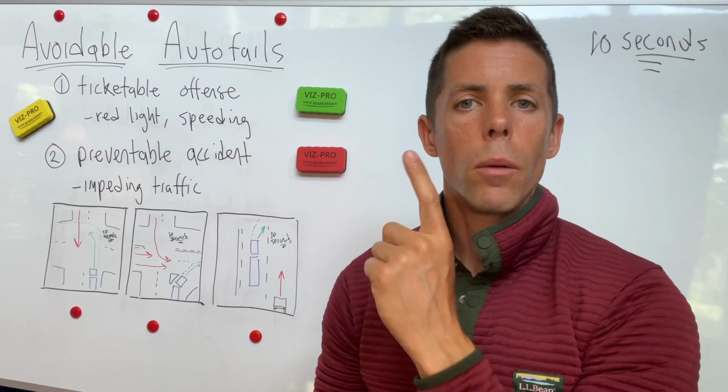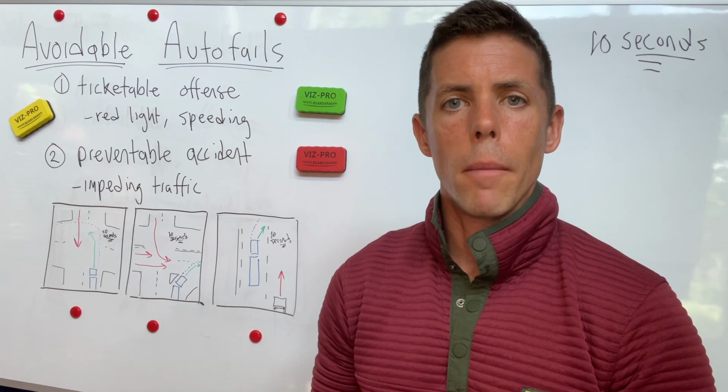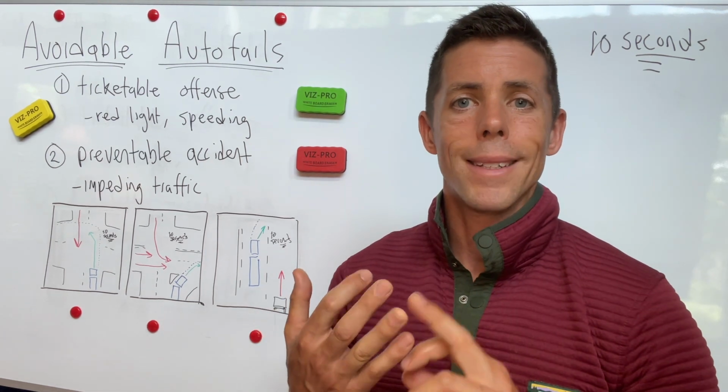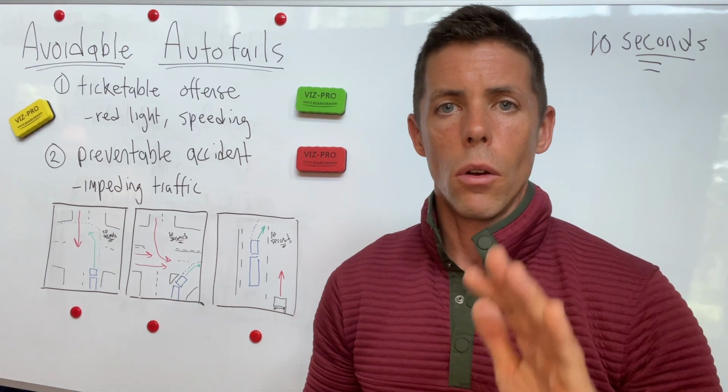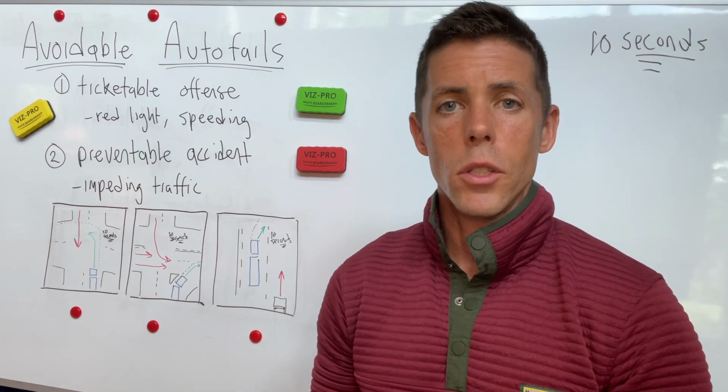Now, the next auto fail we want to avoid is speeding, and this is a pretty easy one as long as we're doing a good job monitoring our mirrors, our horizon, and our speedometer on a cycle. Always keep an eye on that speedometer, and when you look at that speedometer, have a target speed that you're focusing on.